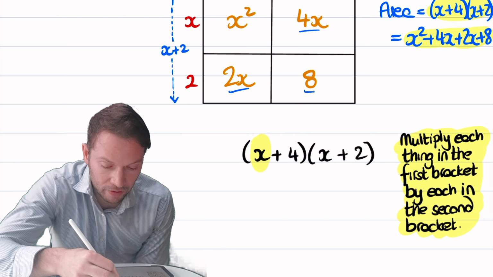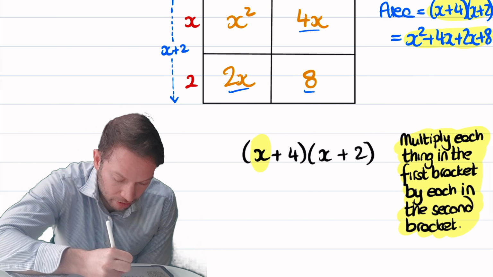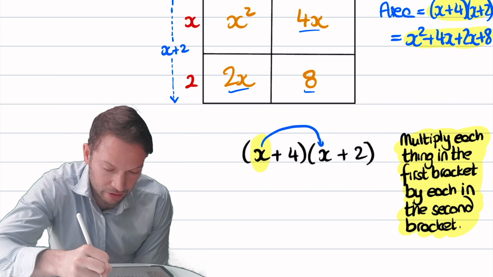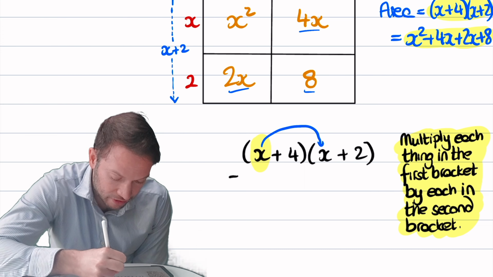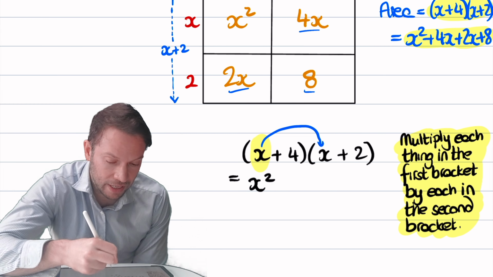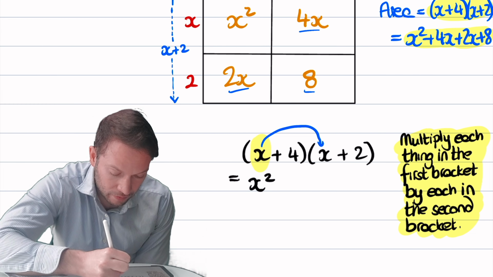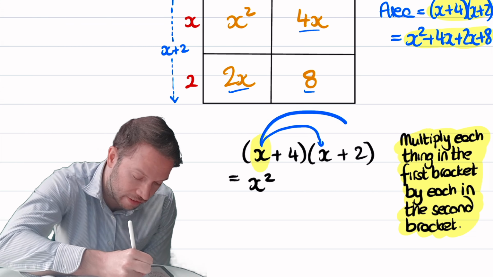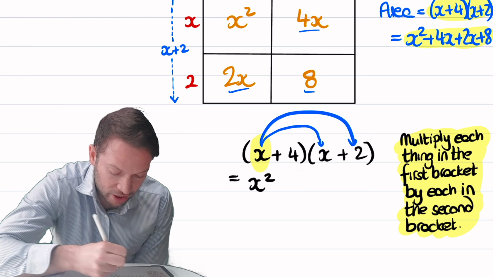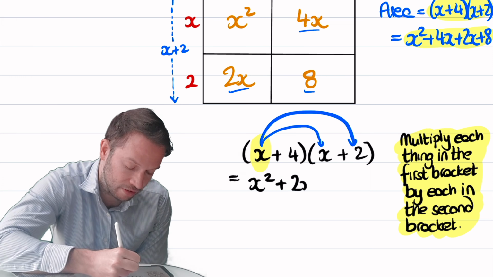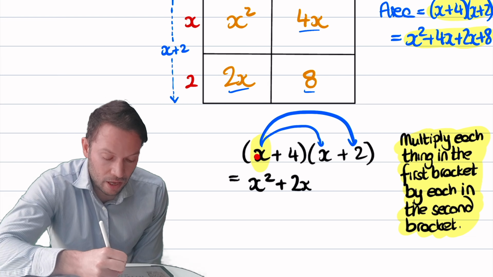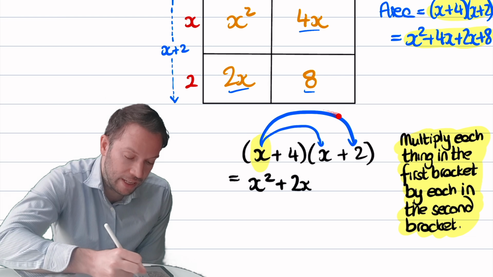So I like to do this with little arrows, little arcs. I'm going to do the x times the x, and I'm then going to do the x times the 2. So let's firstly do x times x, which is x squared. X squared means x times x. And then I'm going to do this first thing in the first bracket times the second thing in the second bracket. So the x times the 2, which is plus 2x, right?